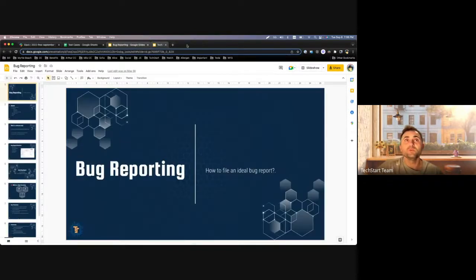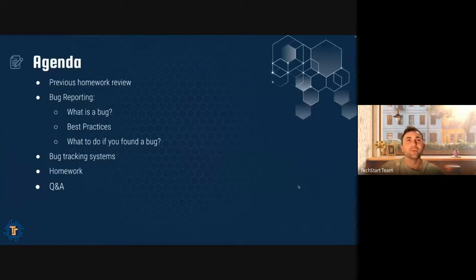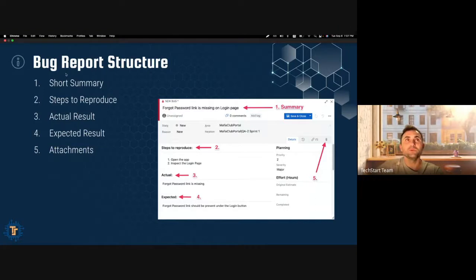Before we do that, I want to quickly show you the presentation about bug reporting, what it is, and how to file an ideal bug report. Again, I won't be expecting ideal bug reports from you, but I want you to at least understand and try. So what is a software bug? The answer is very simple. It's a difference, a mismatch between expected result and actual result. So for example, again, oh man, how to close this guy?